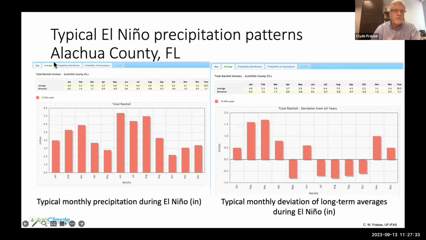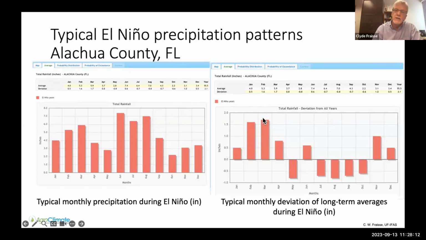There are many pieces of information here, but this will give you the average monthly rainfall accumulation in Alachua County throughout the month for the different months during El Nino years. Many times, this doesn't tell you much. What we want to know is the deviation from the long-term average. So this other tab, or this other table, when you select this tool, shows you the deviation from the long-term average.